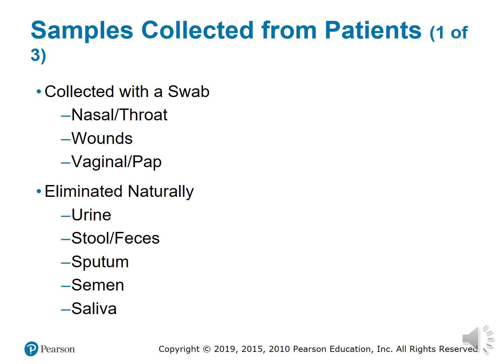So samples collected from patients can be done in a variety of ways. It can be collected with a swab: nasal, throat, wounds, and vaginal. As we see now with the whole pandemic, the go-to test now is the nasal swab.